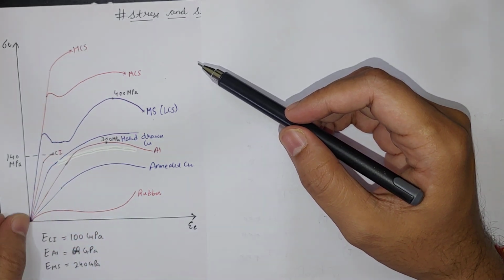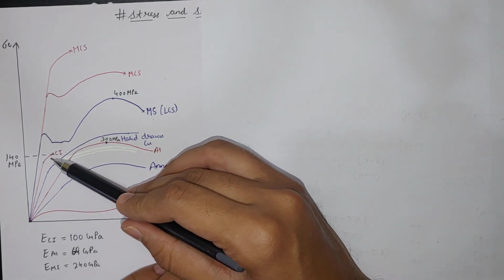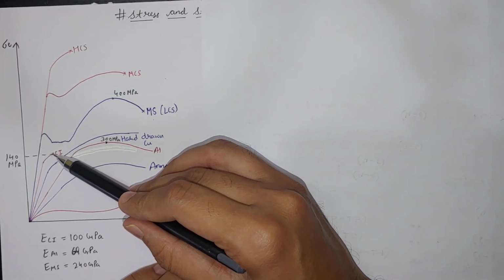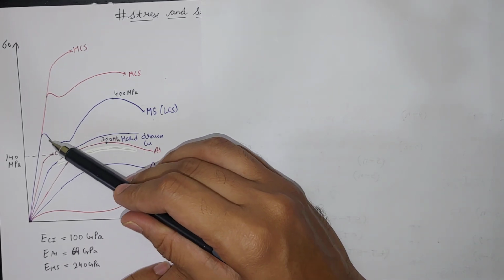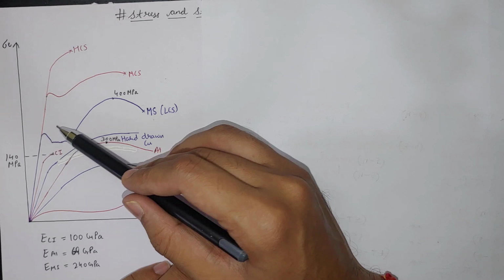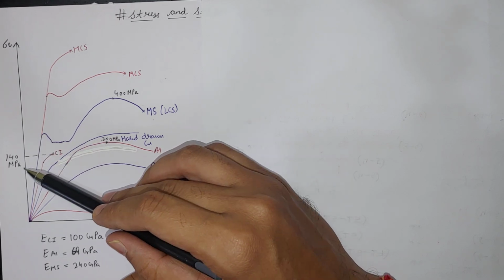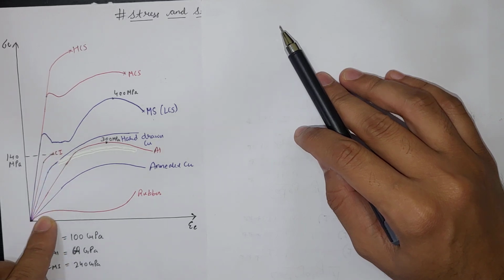Now this particular one at 140 megapascal is cast iron. Its ultimate strength is much less, less than half, and also it's less than its yield strength. Its yield strength is also greater than the ultimate strength of cast iron. So cast iron is brittle, its ductility is very poor.